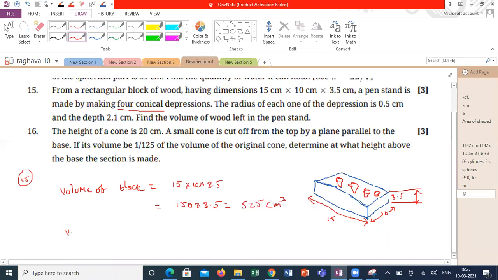Volume of each conical depression? Sir, for one conical depression, I got 0.55 centimeter cube, sir. 1/3 pi r square h, correct? 1/3. Depth means its height. 22/7. Radius is 0.5 into 0.5 into 2.1.